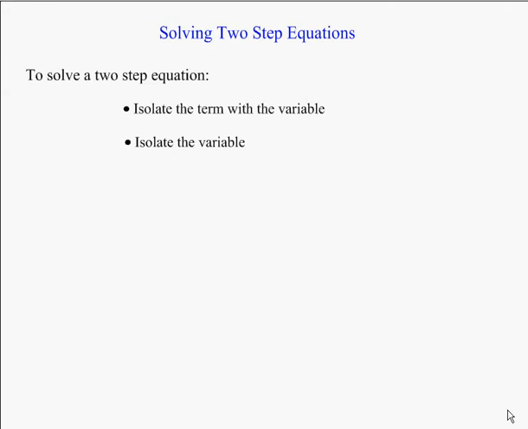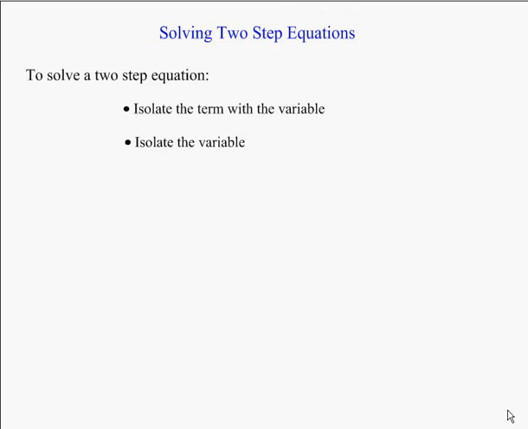Okay, today we look at solving two-step equations. It's called a two-step equation because there are two steps. In order to solve a two-step equation, you're going to do the following steps. The first step is to isolate the term with the variable in it. So get that term all by itself on one side of the equation.